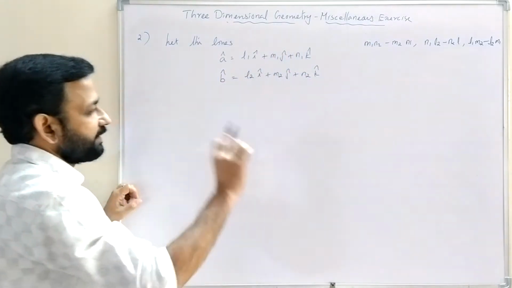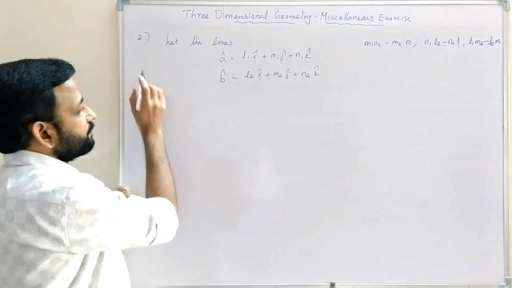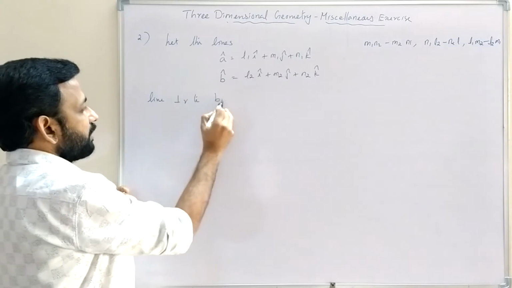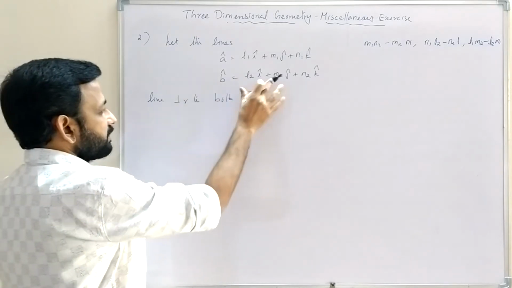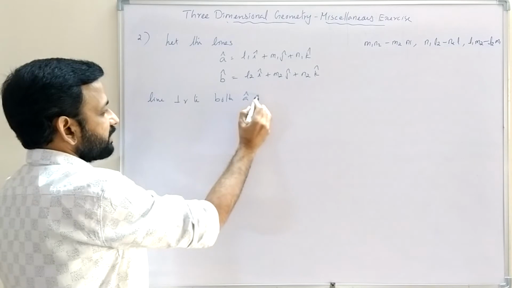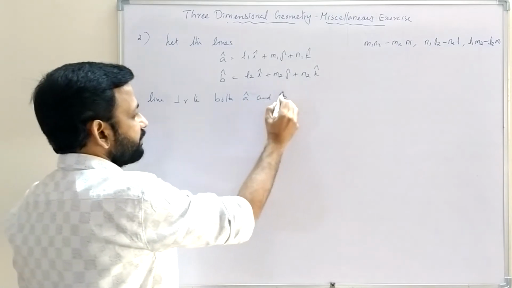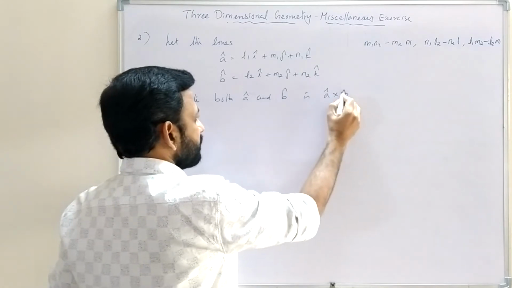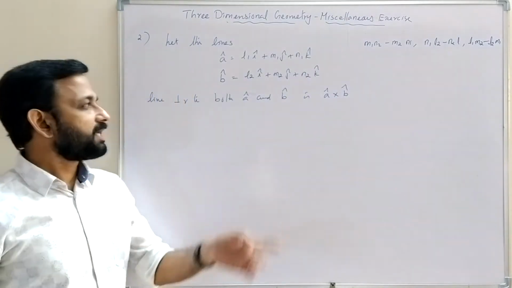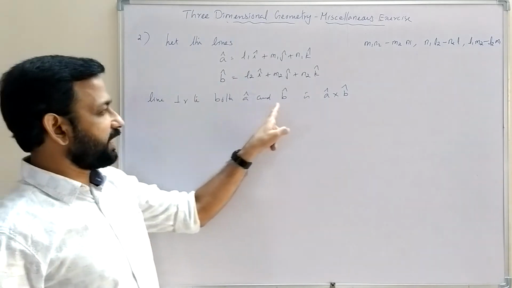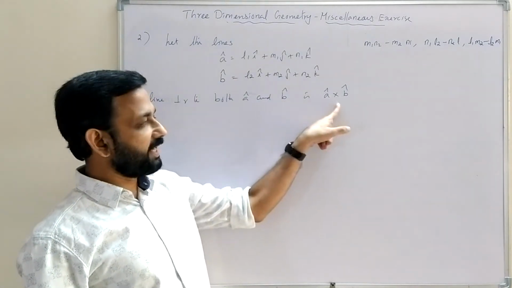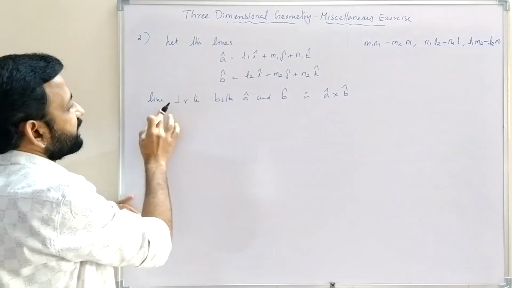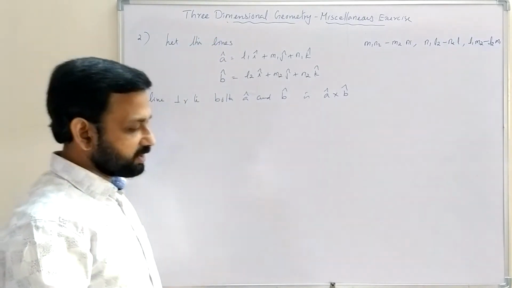So first we have to find the line perpendicular to these two. Here they are unit vectors, unit vector A and unit vector B. The line perpendicular to both A and B is A cross B, and as these two vectors are unit vectors, we can write a unit vector perpendicular to both A and B.